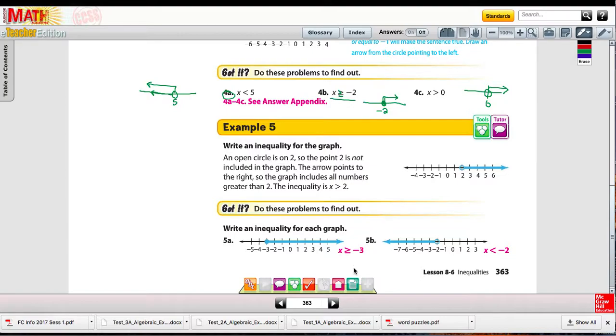Finally, number 5, we have some graphs already filled in. It's a filled in circle and the arrow goes to the right, so that's going to be our greater than or equal to sign. The number is -3, so we just put that down there. The answer is x is greater than or equal to -3. Next, we have an open circle with an arrow to the left. That's just going to be a less than sign, and the open circle is at the number -2. So our inequality is x is less than -2. We could say -2 is greater than x. Either one would be fine. Hopefully that gets you enough going on inequalities to write those. In the next lesson, we'll be solving inequalities.